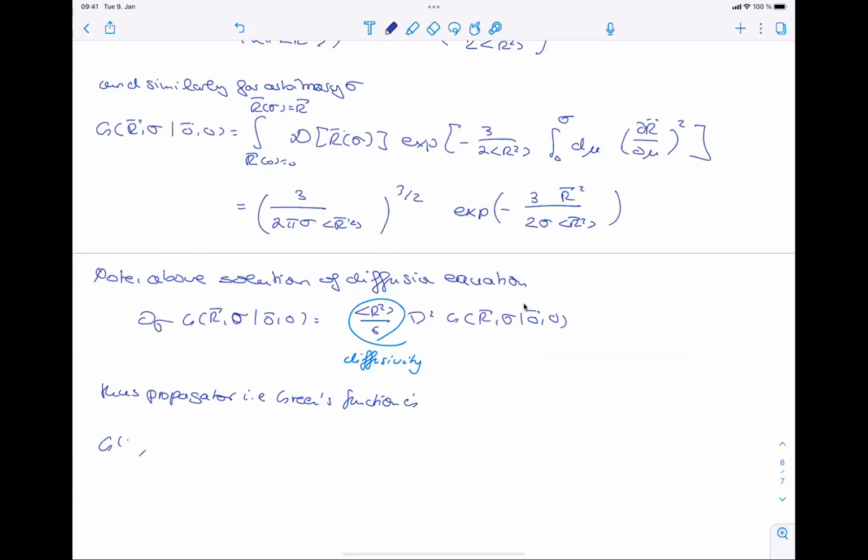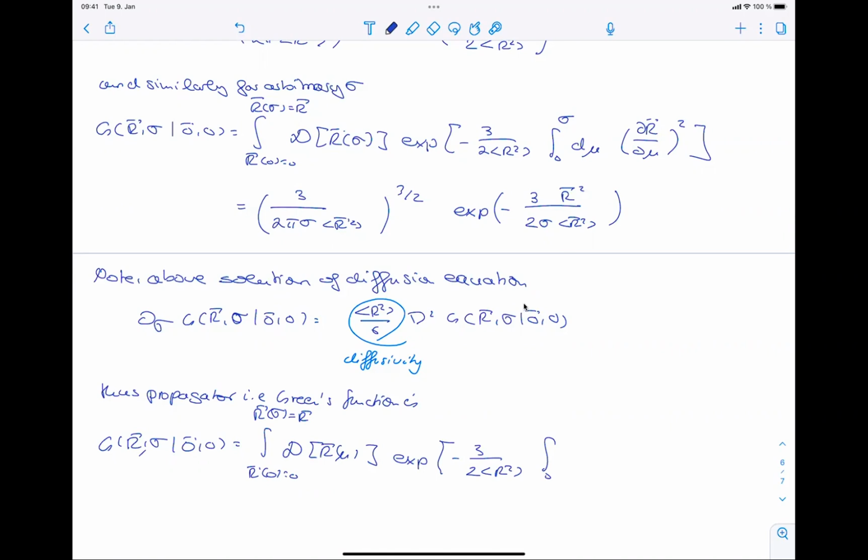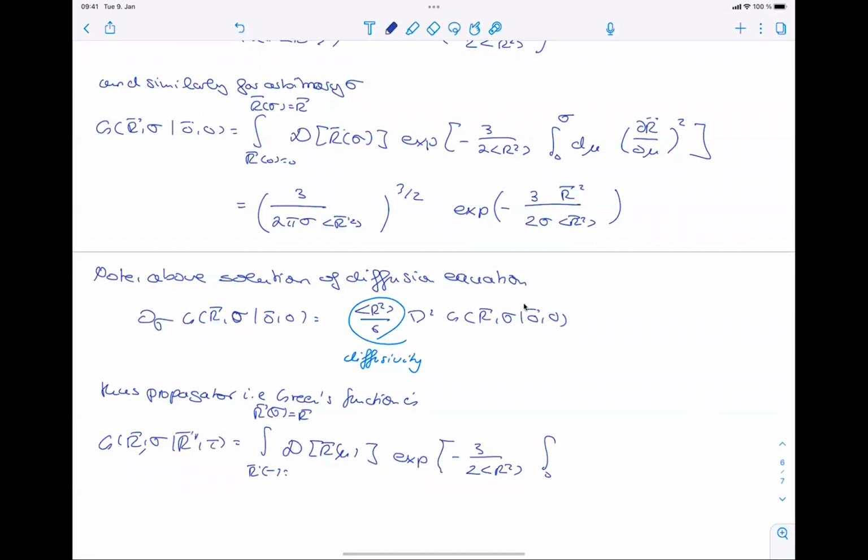Thus, the propagator, i.e. the Green's function, is again this path integral. Well, sorry, there was a difference. So I wanted to write it down in a general form. So from R to R prime, tau, tau, R prime. And then we go here from tau to sigma, d mu, dr, d mu squared. Okay.